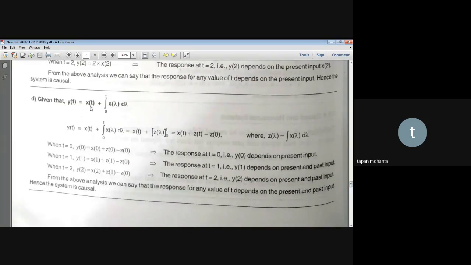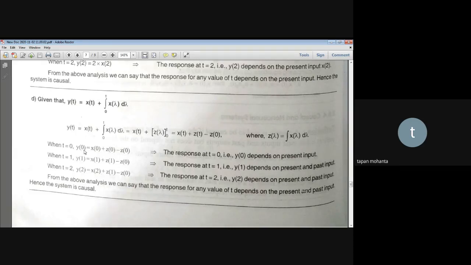Now come to another example, y of t equals x of t plus the integration from 0 to 2 of x of lambda d lambda. So now after taking the integration of this term, we get x of t, z of t minus z of 0. Okay, so this is the integration of x of lambda. Now we can put this equation in from t equals 0. Then we find this one is 0. Then using this term also, with t equals 2, we get this one. So look here. When t equals 0, the output response is y of 0.